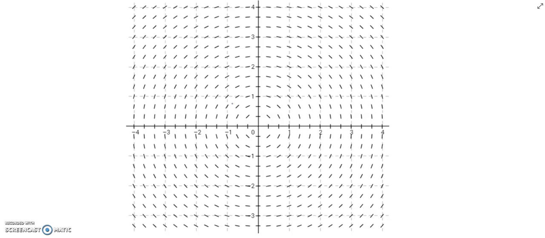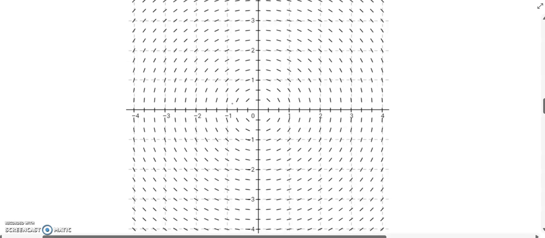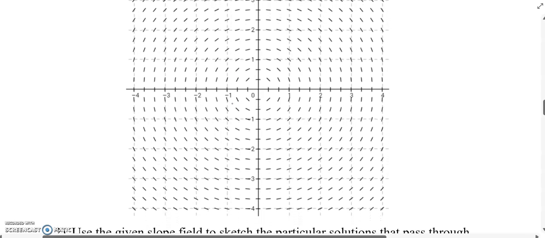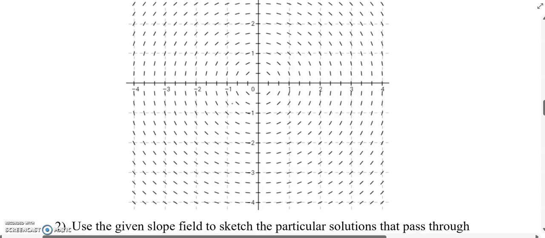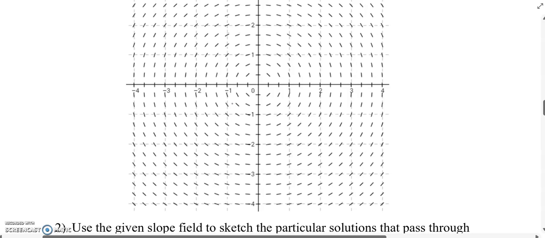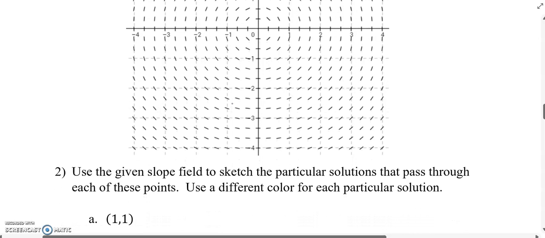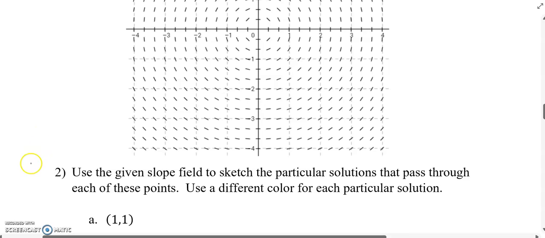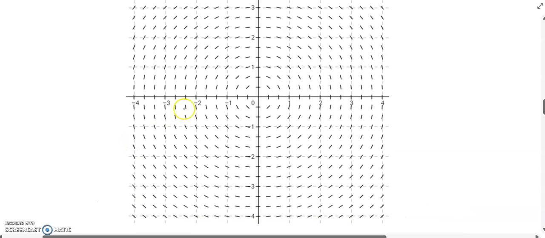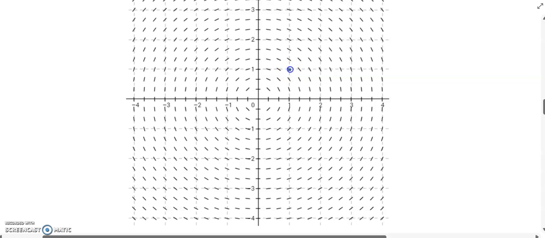Cool. So how do we use the slope field? Well, we use it to kind of approximate particular solutions. This is the general solution. The entire slope field is the general solution to the differential equation. But if I give you an initial condition like (1, 1), then that should give us a seed value for getting that solution curve. We know that (1, 1) is a point on our particular solution. Okay, so let me zoom in on this.